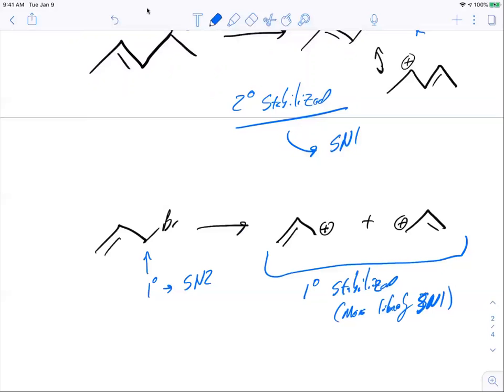Now, if we think about this, if I have a really good nucleophile, which one is going to predominate? The SN2 is going to predominate. If I have a really weak nucleophile, which one is going to predominate? The SN1 would predominate. Okay. So the substrates can give us a big hint, but we have to look at everything that's involved.